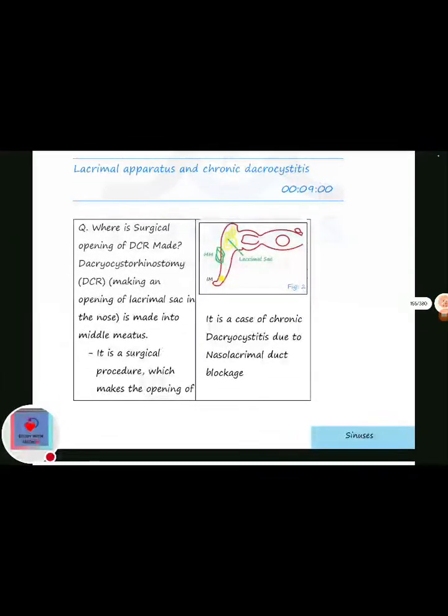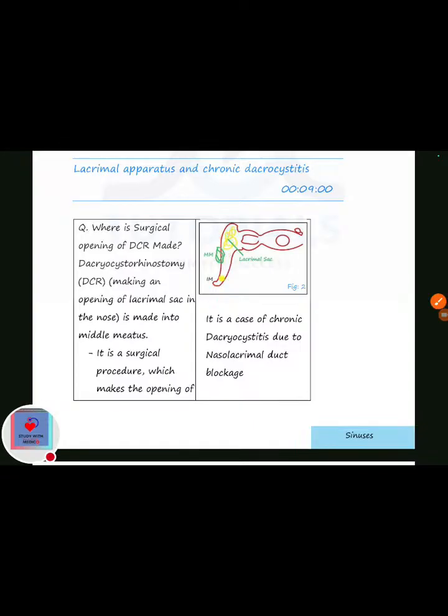Lacrimal apparatus and chronic dacryocystitis. Surgical opening of DCR: how is it made? It is made into the middle meatus. Actually, the nasolacrimal duct opens into the inferior meatus, but in DCR we go through the middle meatus and open the lacrimal sac directly into the middle meatus. It is the case of chronic dacryocystitis due to nasolacrimal duct blockage.